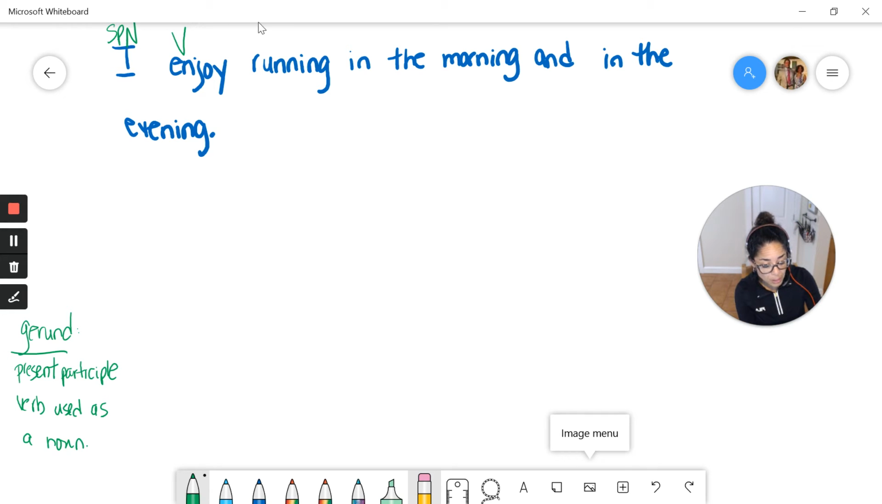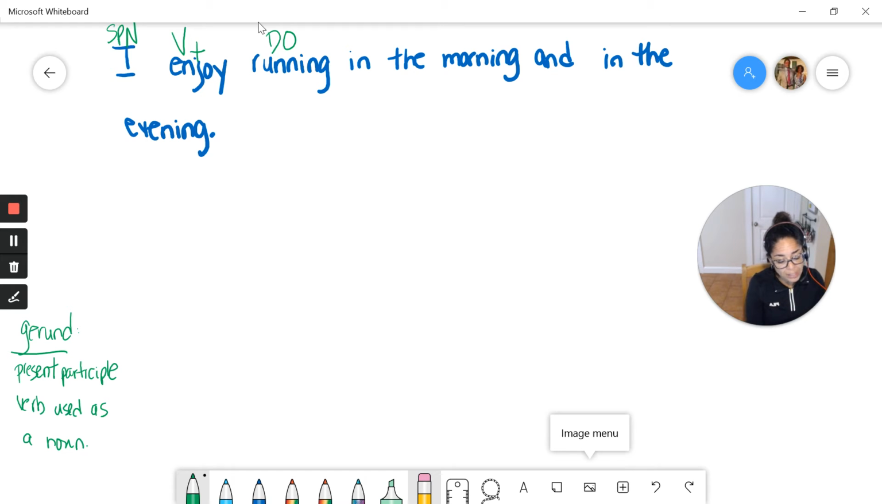So that ends up being our direct object, even though it's a gerund, right? Because running is the present participle of the verb run. And then we've got here a transitive verb. Then looky here, we have in the morning and in the evening. Those are prepositional phrases which are telling us when. So they are actually telling us when.